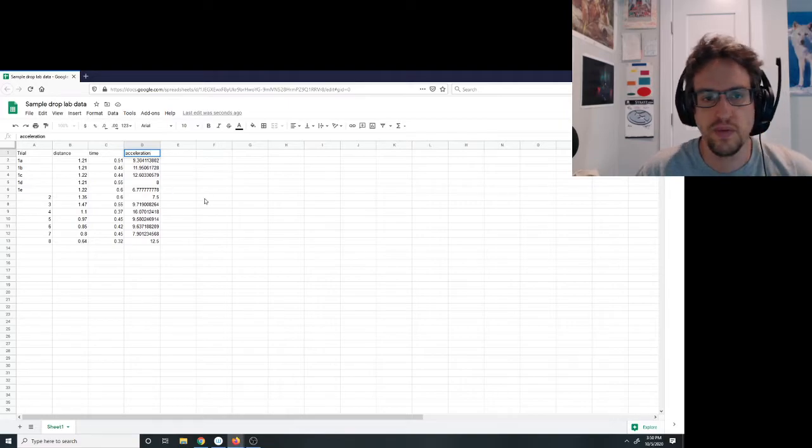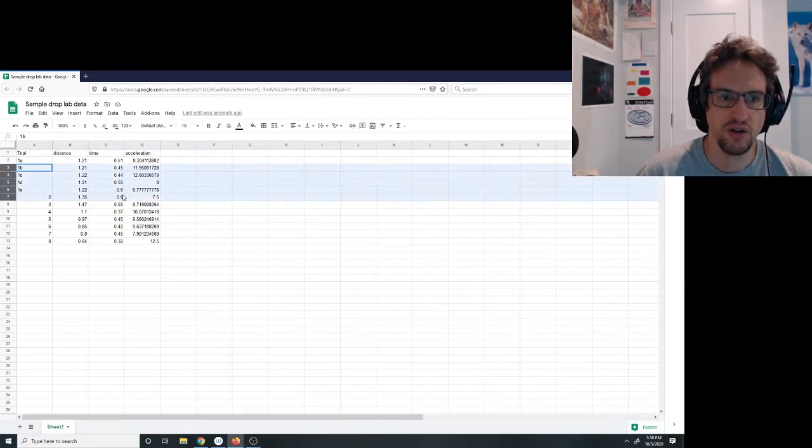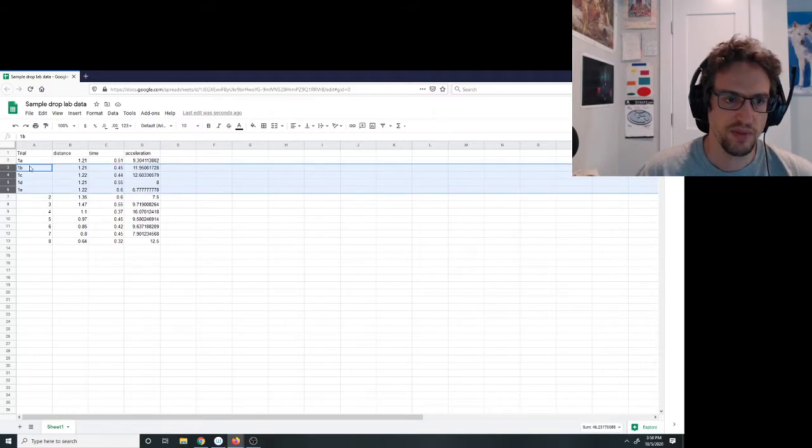Alright, so now I want to make my graph. I want to graph acceleration versus distance. Now, it's a little bit tricky, so there are a couple of things we need to keep in mind. First of all, I don't want my repeated trials. I probably should have done this to begin with. I'm going to pull out the repeated trials.